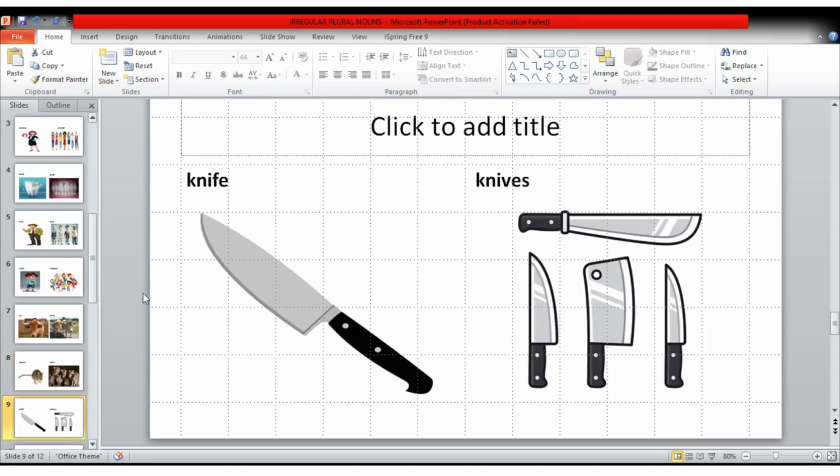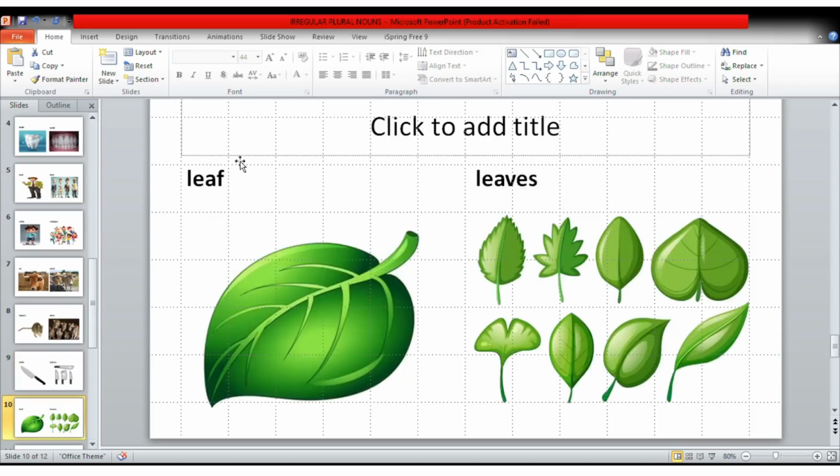We have knife. Then when you want to make it plural, this is what happens. You have to remove F and replace it with VES. Remove F, replace it with VES. So the plural of the word knife is knives. Knives. Okay.